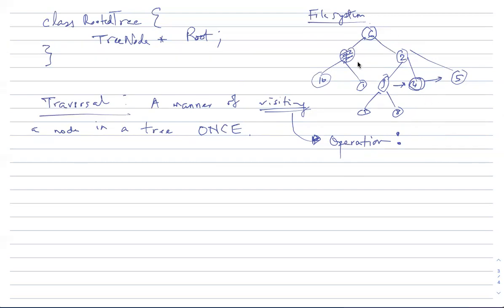Let's think about this being a file system. Suppose you are walking down the file system and you encounter a node in the file system, which could be either a file or a folder. What could you do potentially?